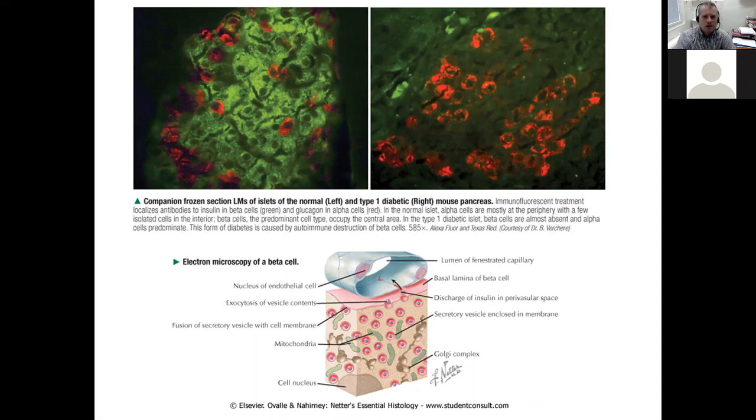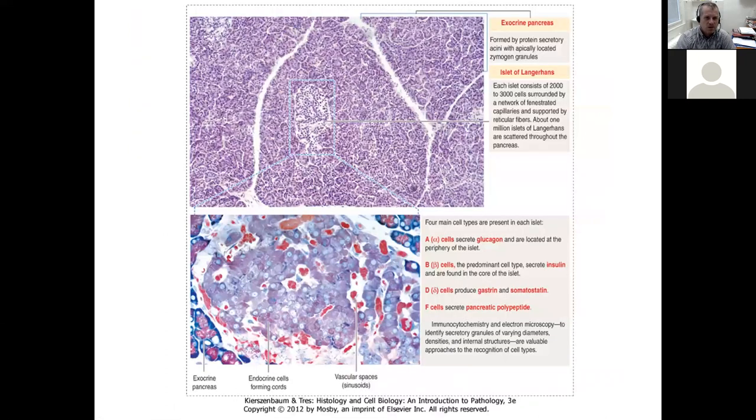This refers to type 1 diabetes, where the beta cells, the producers of insulin, become target of an autoimmune response. So the patient's own body, the immune system, is destroying the beta cells of the islets. Therefore, the patient is not able to produce enough insulin. That's type 1 diabetes, okay?